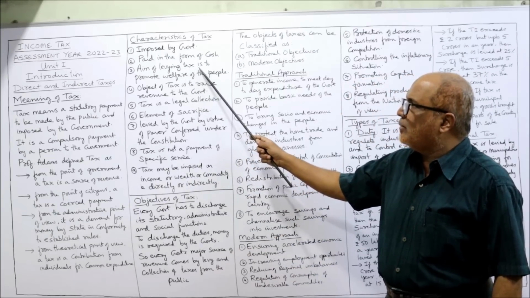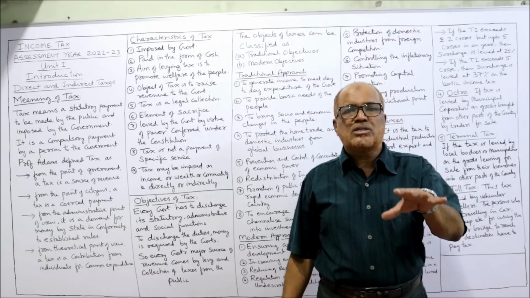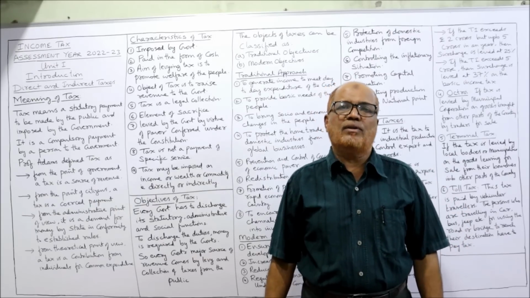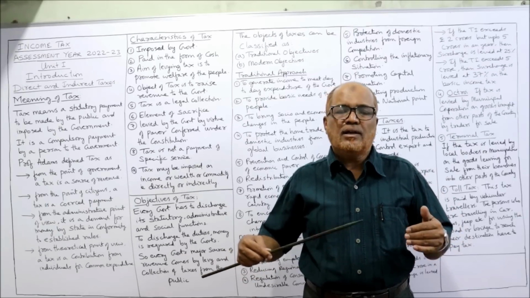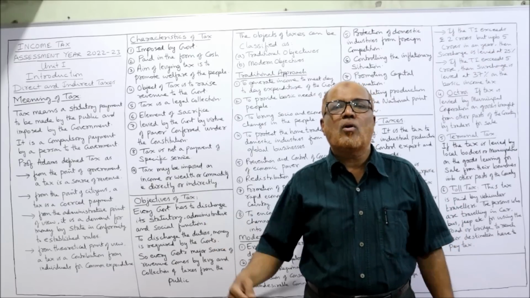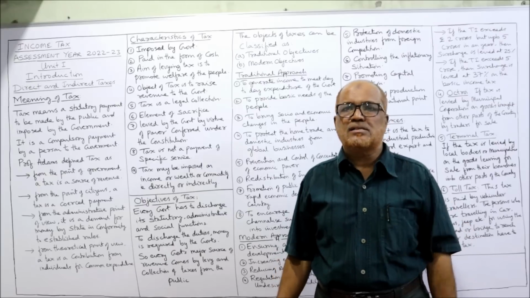Next, the aim of levying tax is to promote the welfare of the people. One of the objectives of the government is promoting the welfare of the people. So the taxes levied by the government will be for the purpose of common welfare, the welfare of the people. That's why tax is collected.